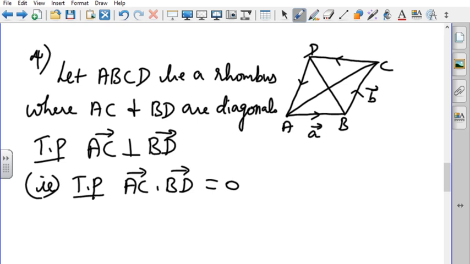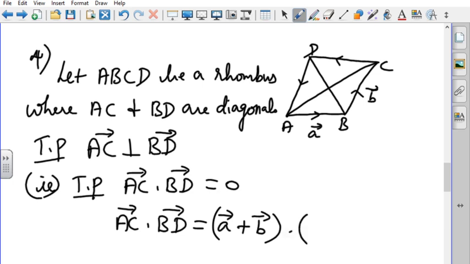Okay. So the diagonals intersect each other at right angles. Right angles again is 90 degree. So we prove this by showing the dot product is 0. So how can you write AC vector dot BD vector? How can we write the AC vector? A vector plus B vector, dot. What is BD vector? BD vector can be written as B vector minus A vector. What is A plus B into A minus B? This is nothing but B square minus A square. Since the sides are equal, we can write this as equal to 0.